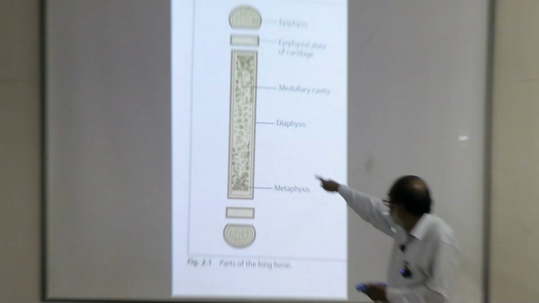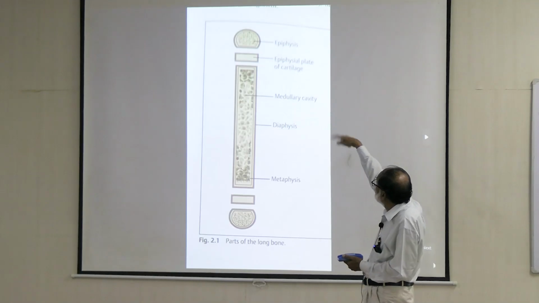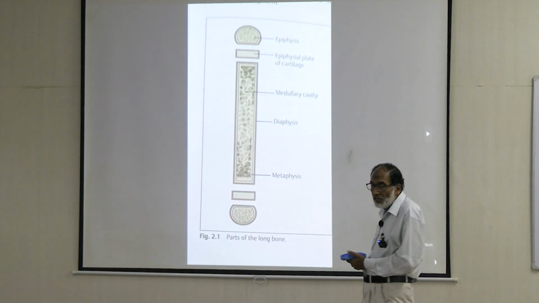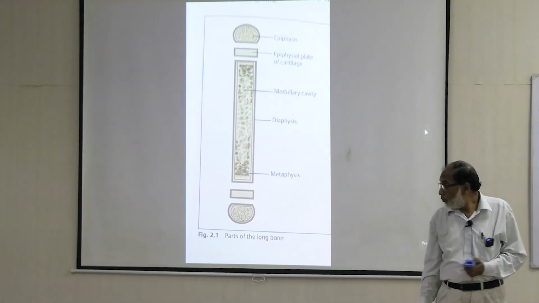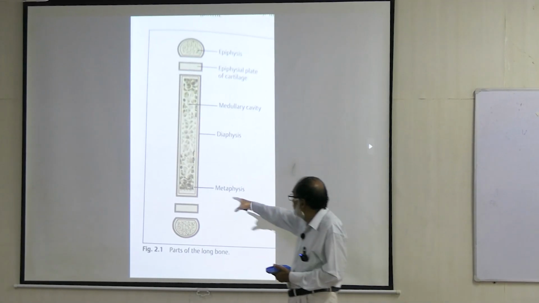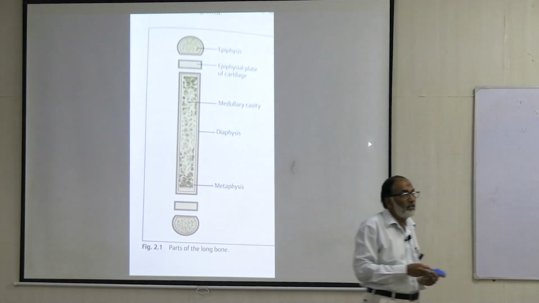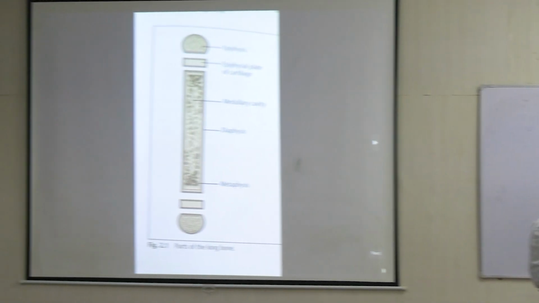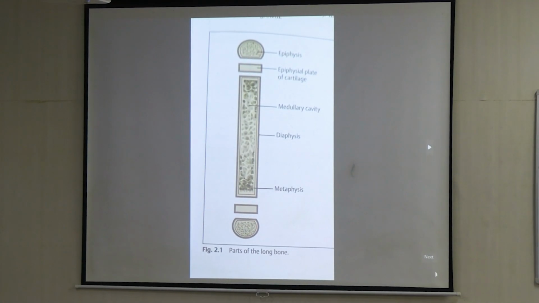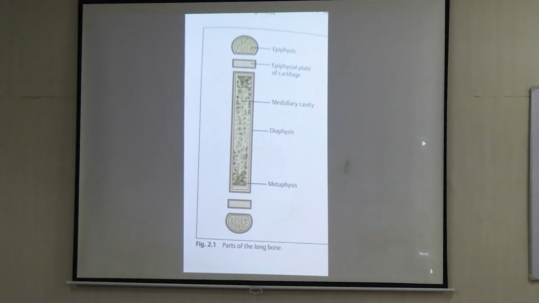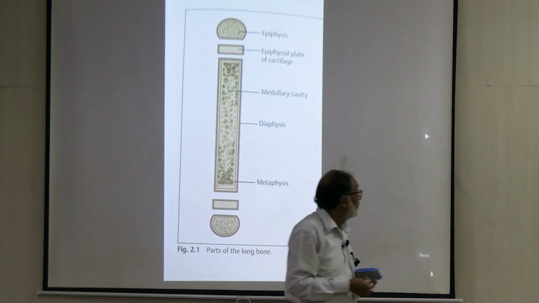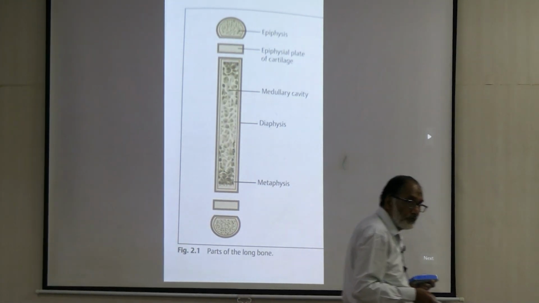The intervening portion I have already told you is the diaphysis, and the most extreme end is the epiphysis, and in between there is the epiphyseal cartilage. Right? Now, this other part is called metaphysis. It is actually part of the diaphysis, but it is the epiphyseal end of the diaphysis. It is very important from your examination point of view. Metaphysis and epiphysis are also very important.